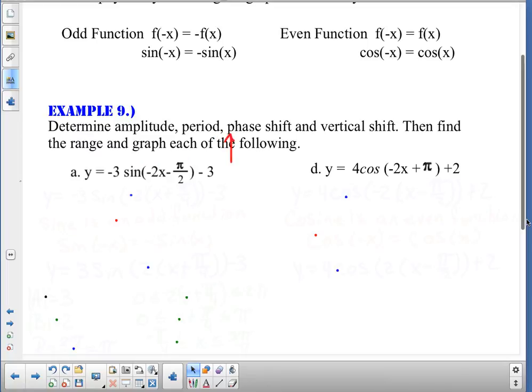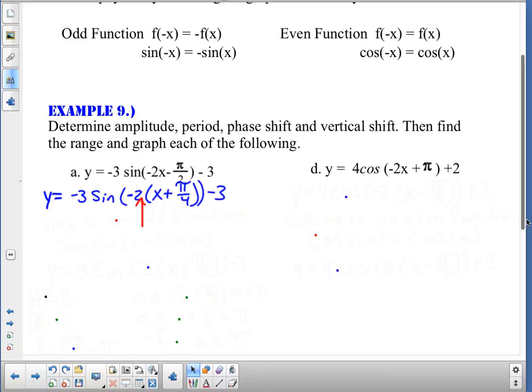So let's look at this first situation in example 9. Determine amplitude, period, phase shift, and vertical shift. Then find the range and graph each of the following. Let's rewrite it. Notice that we took out this -2. I factored it out, and the negative factored out here. Just to practice, it's -2x, and negative pi over 4 becomes negative pi over 2 as I reduce. I'm doing this because b has to be separate from the rest of the terms inside.